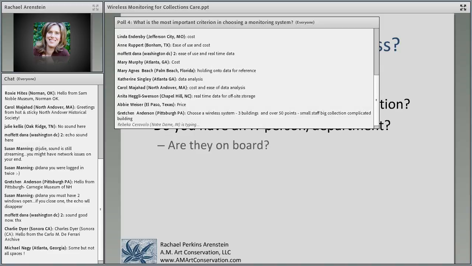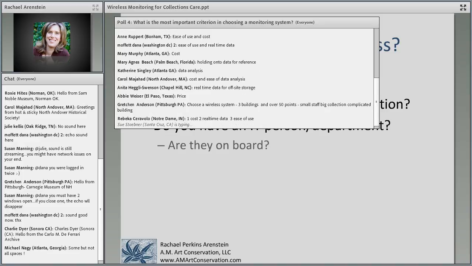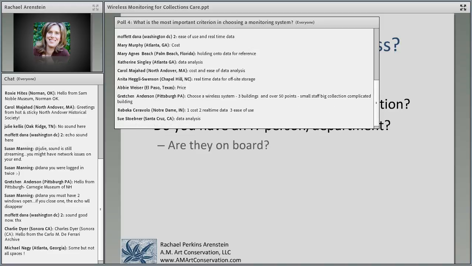for the wireless systems. So Gretchen, who's in Pittsburgh, has a number of buildings over different spaces. And so that's certainly something if you have off-site where wireless is going to be a huge help, so that if you don't physically have the ability to get to that space all the time. So there's still more stuff coming in, but we're seeing the same kinds of things.